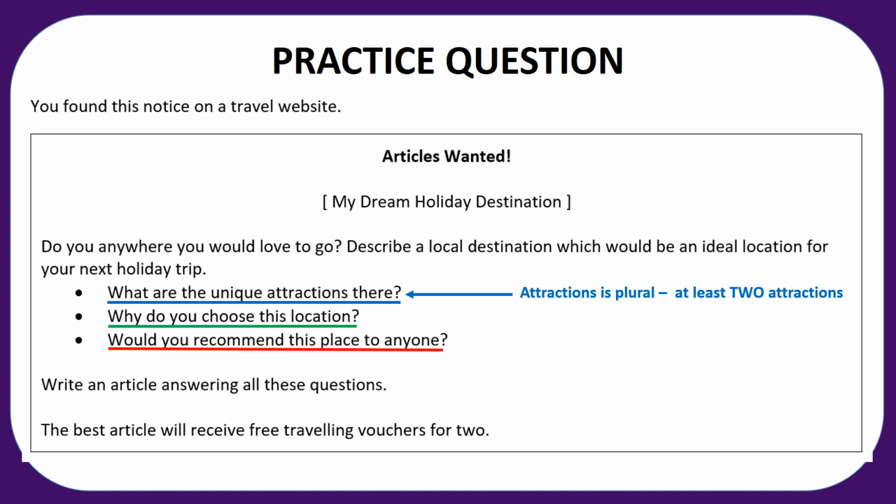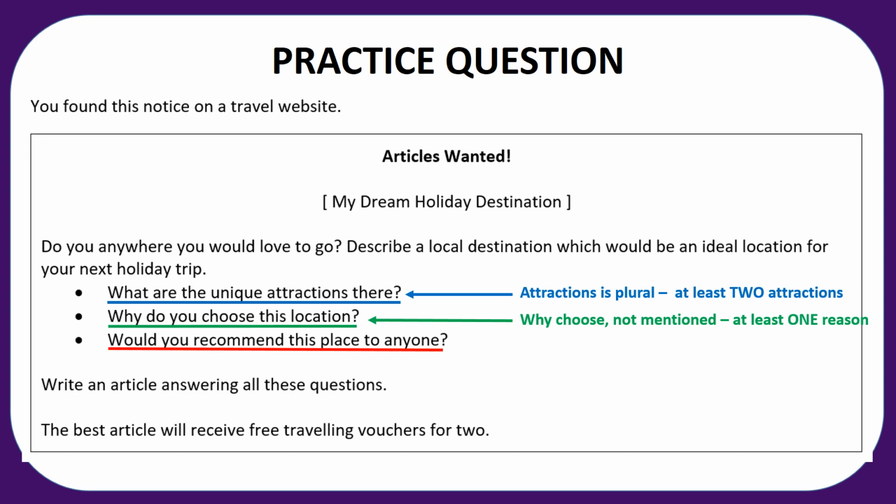So remember, contents have 5 marks. This one has 3 bullets. So we need to know which one we need to write 2 or more, which one is only singular or plural. Okay, so what are the unique attractions there? Okay, attractions is plural. At least we must write 2 attractions, about 2 attractions.